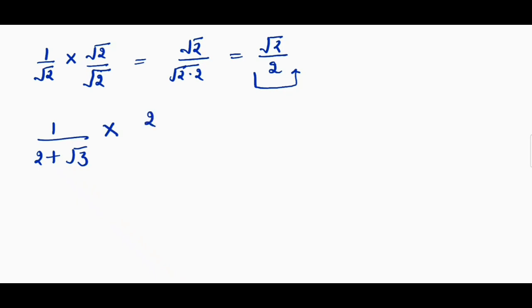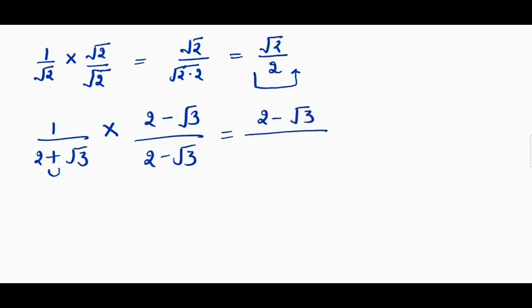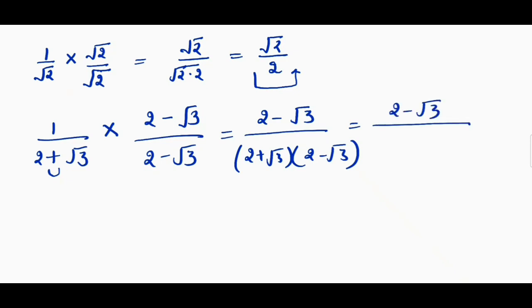Here we need to change this sign. Here this is a plus sign, so we'll add a minus: 2 minus square root of 3. So this will become (2 minus square root of 3) divided by (2 plus square root of 3) into (2 minus square root of 3). So this will become (2 minus square root of 3) divided by 4 minus 3.